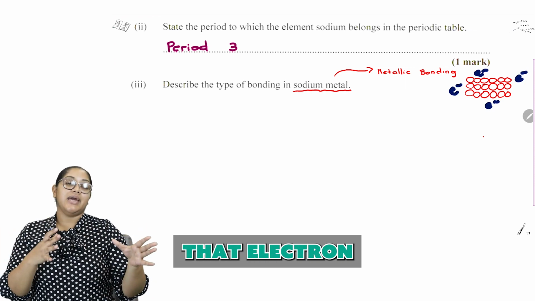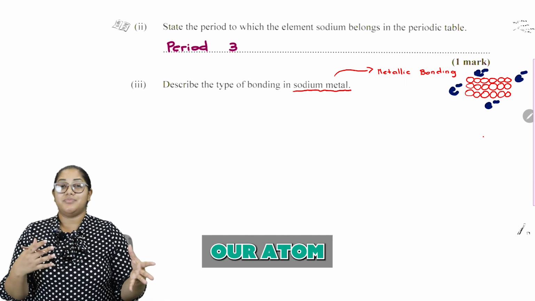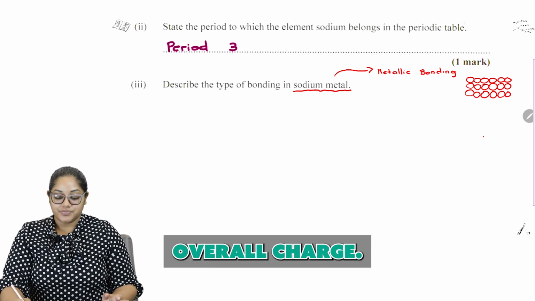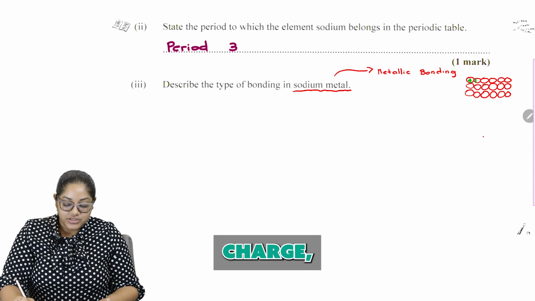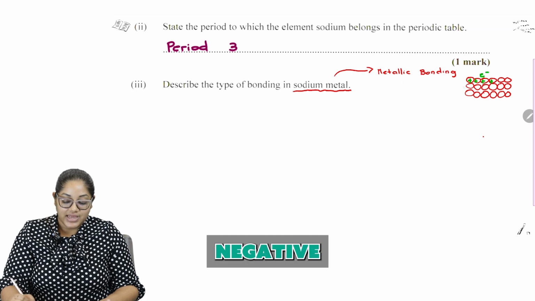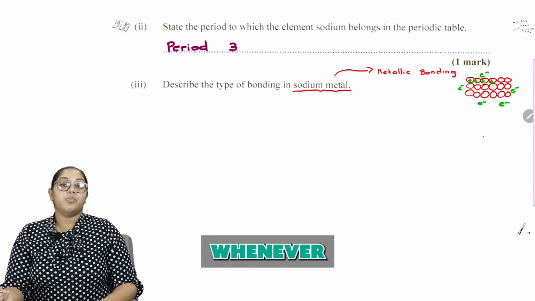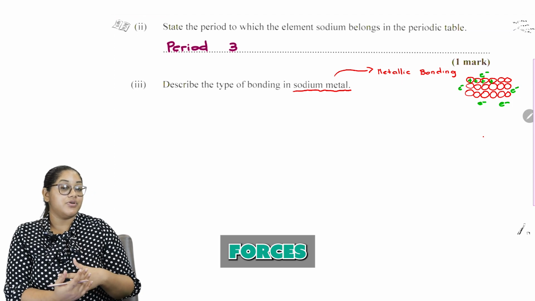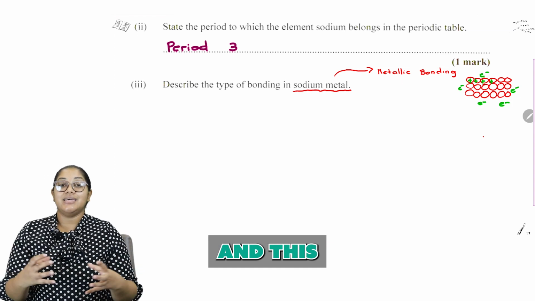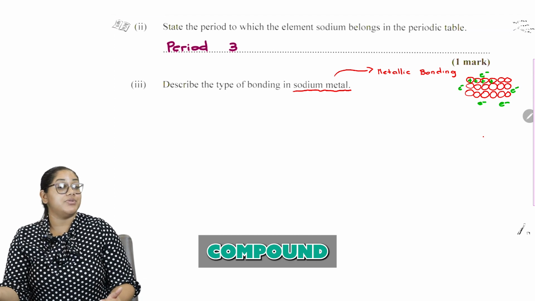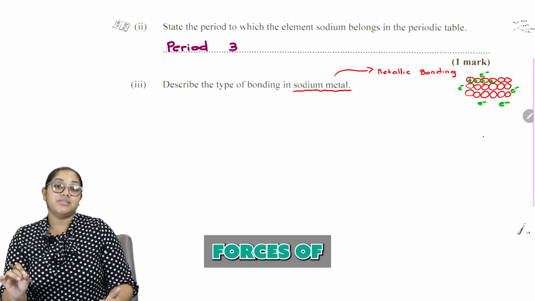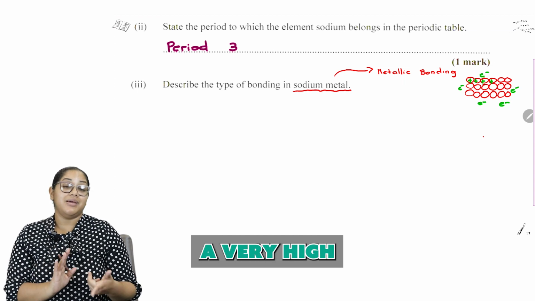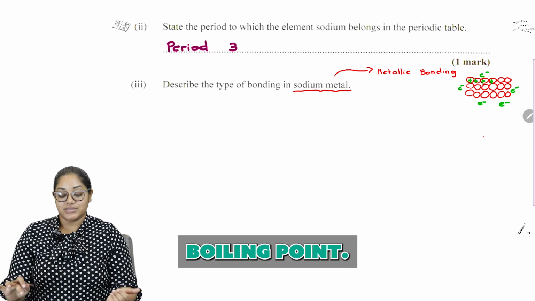And because that electron has detached, our atom is no longer neutral. It develops an overall charge. So we tend to get a positive charge remaining, and we have negative charges around it. Whenever you have opposite charges, you have very strong electrostatic forces between these charges, and this actually holds your metal compound together. Because these forces of attraction are so strong, that is why metals tend to have a very high melting point as well as boiling point.